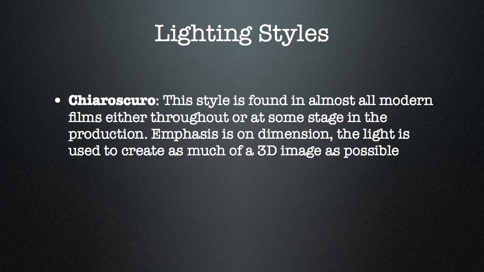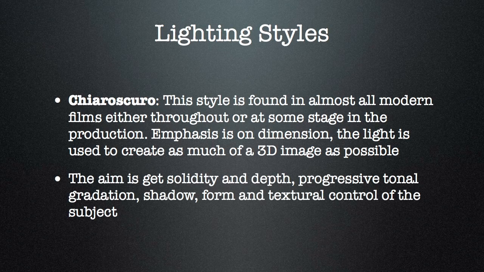Chiaroscuro. Now, you may not have heard of this word before, but I like this word, and I think it really sums up this particular style of lighting. And it's to be found in all real modern films throughout some stage of the production. In fact, you'll see it throughout filmmaking, really. But it's particularly been employed in the last, say, 30 years or so, where the emphasis is on dimension, and you're trying to make people look as real and as three-dimensional as possible in a shot. The aim is for solidity and depth and progressive tonal gradation, form, shadow, and of course the textural control of a subject.